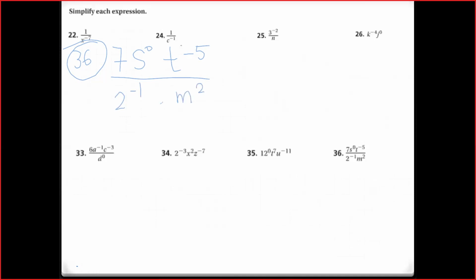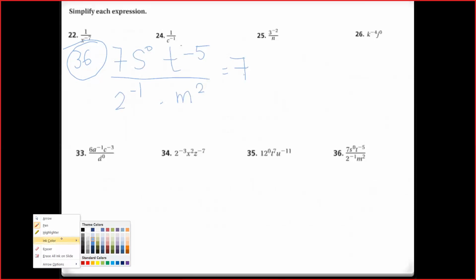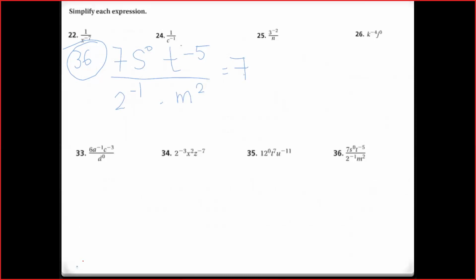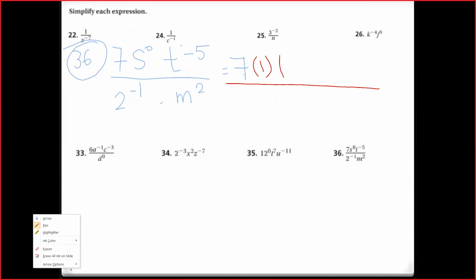Now, 7 s to the power 0 is what? 1 times t. Now, look here, t to the power negative 5. Or look, I will try another way with you, please.